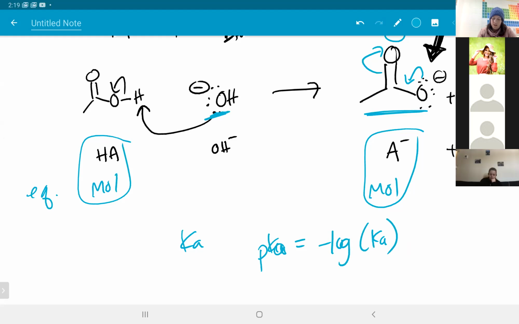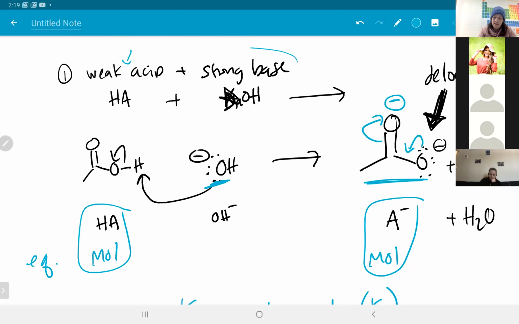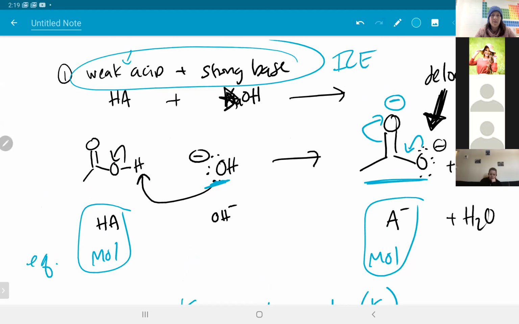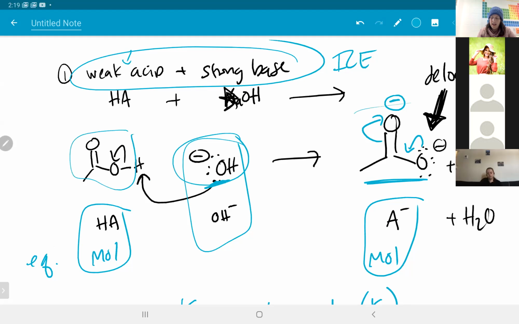Okay. So whenever you see something like this, weak acid and strong base, you got to be thinking, I'm going to have to do an ice table. What's my initial concentration? The change is going to be the moles of the hydroxide ion. And then what are the amounts that I have at equilibrium? So in this reaction, I have my HA and my OH minus, and I make A minus and water, which we don't care about because it's the bulk of the solution anyways.